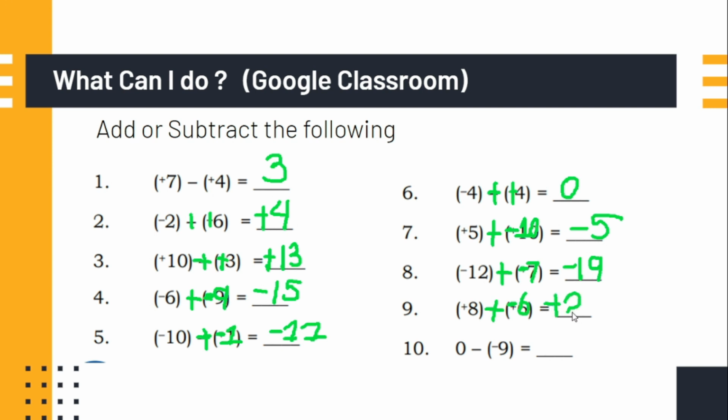Okay? And then next, we have the last, which is 0 minus negative 9. So, we're gonna have 0. Si minus magiging plus. Tapos si negative 9 magiging positive 9. So, 0 plus 9, that is equal to 9. Okay? So, that will be for our subtraction.